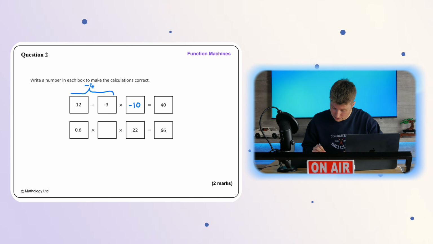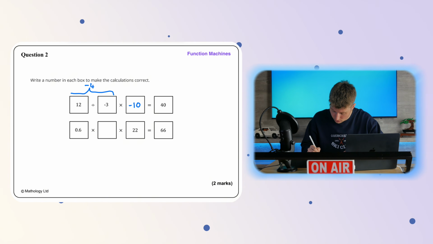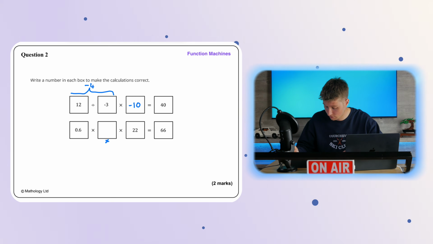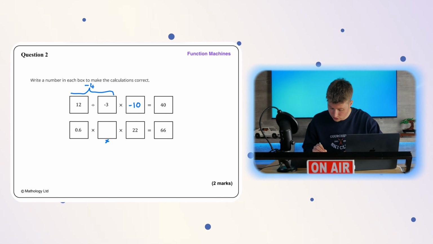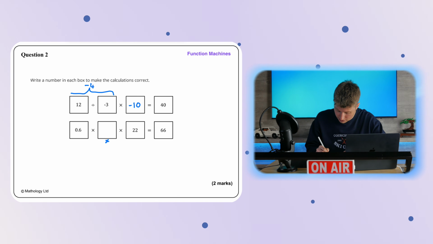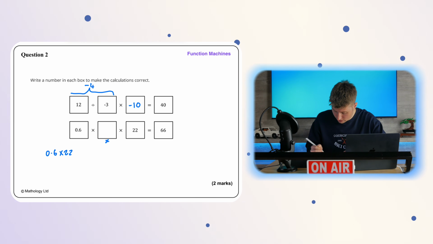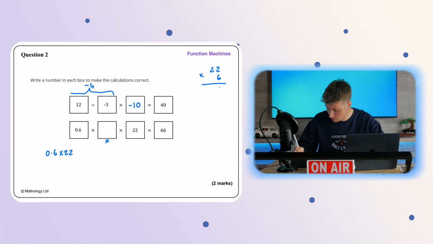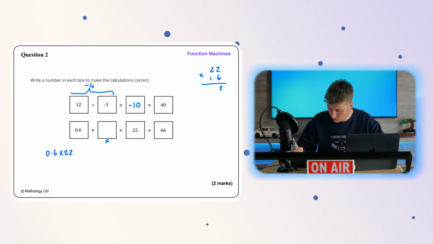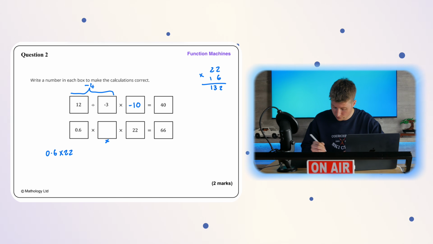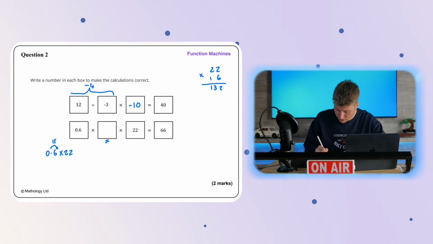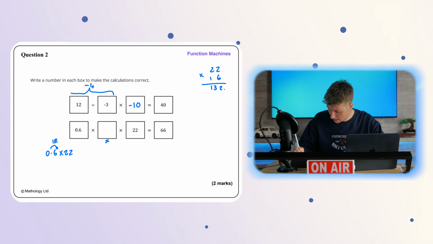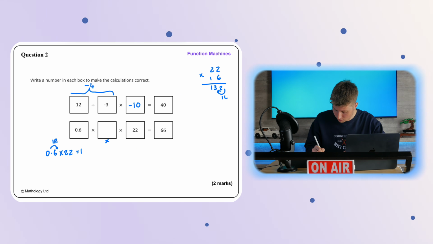The next one looks at 0.6 times something, let's call that x, times 22 is equal to 66. So first let's multiply 0.6 by 22. To do this, I'm going to just do 22 multiplied by 6. So 6 times 2 is 12, carry the 1. 6 times 2 is 12, add the 1, which is 13. So we've got 132. We've moved the decimal point 1 unit to the right, so we're going to move the decimal point from the end 1 unit to the left to give us 13.2.